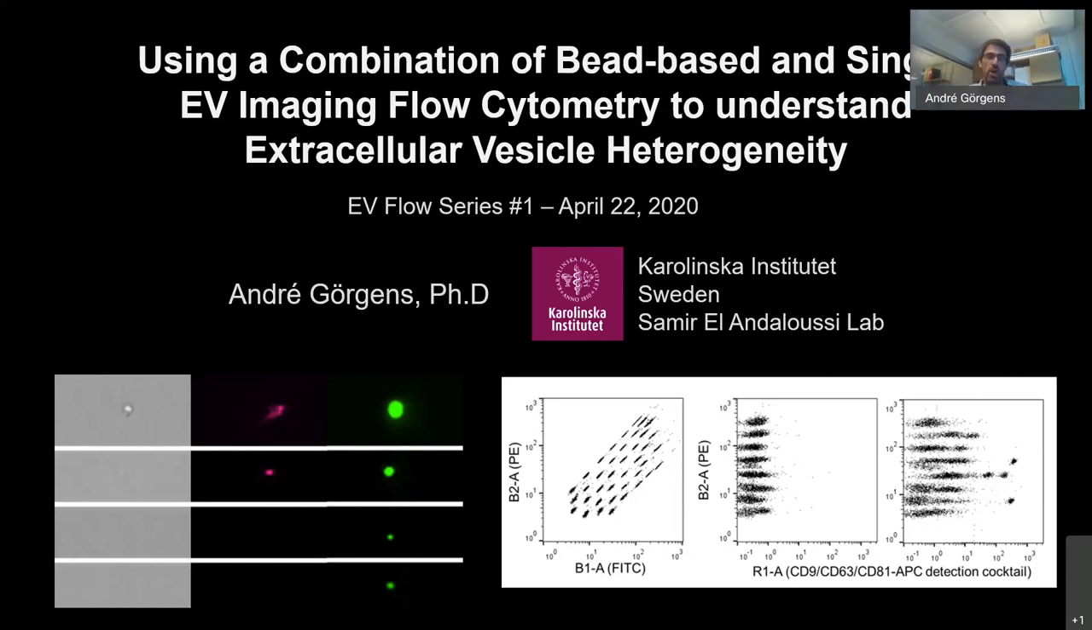But today, I will share a bit of the experience we had in our lab with EV flow cytometry. I will talk about two methods: bead-based flow cytometry and single EV flow cytometry or imaging flow cytometry. And the story I put together is a bit in terms of extracellular vesicle heterogeneity, but I will try to give examples that might be useful as a start, to demonstrate what kind of questions can be answered by EV flow cytometry, what kind of results you can get, and how to do that.